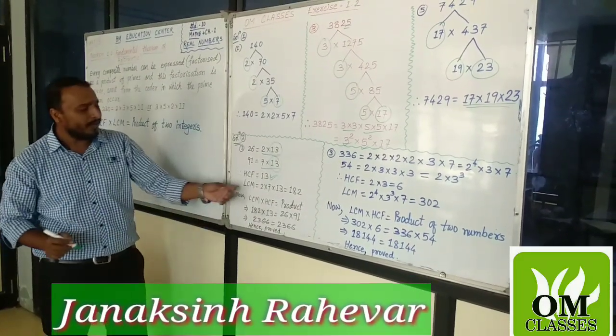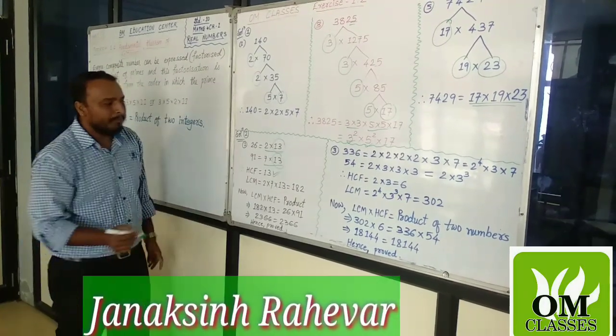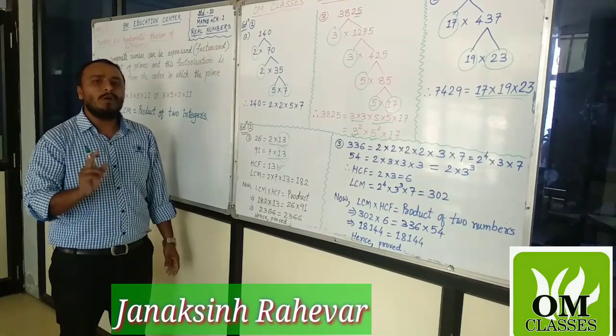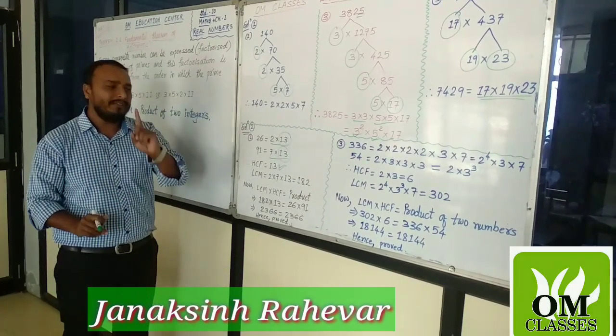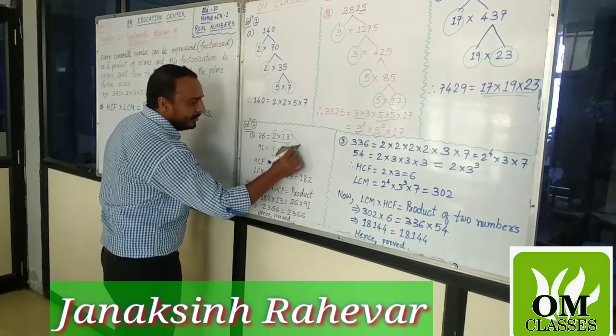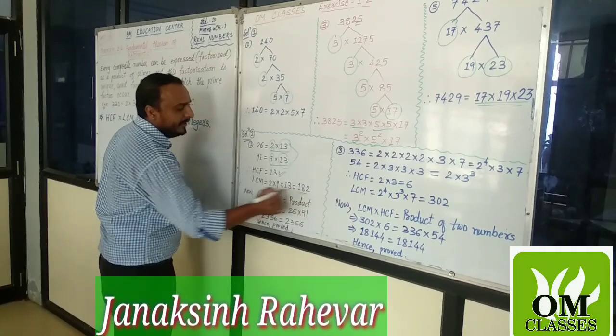Now when you have to find the LCM, it is the least common multiple. It means you have to write the uncommon factors and also write the common factors only once. Like this is 2, this is 7, and 13 you need to write only once. So 2 into 7 into 13 is 182.